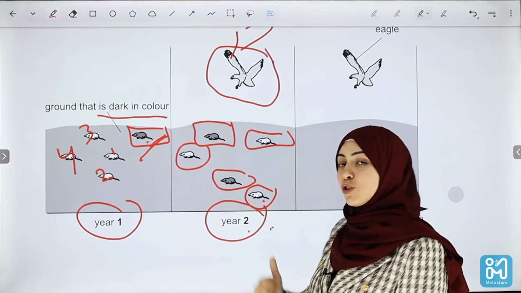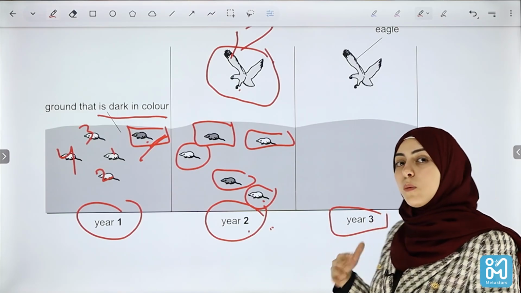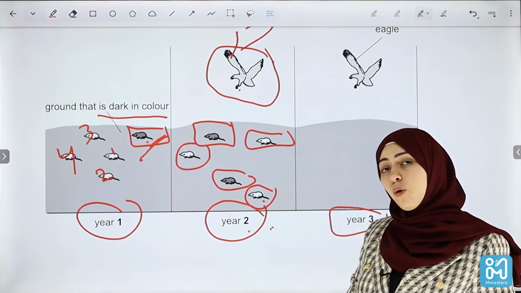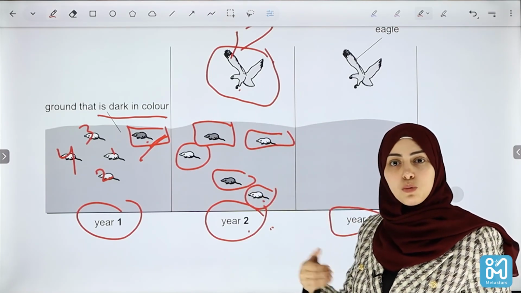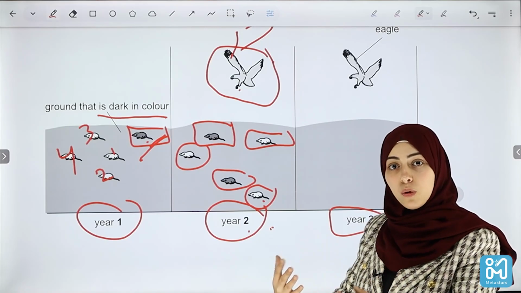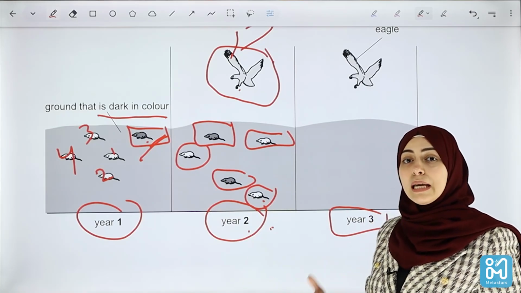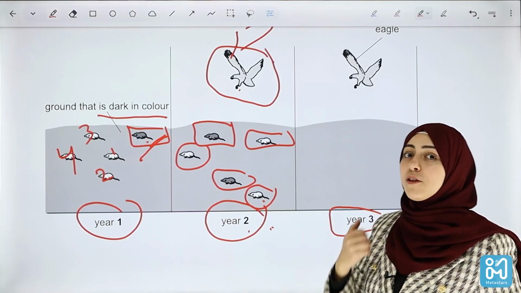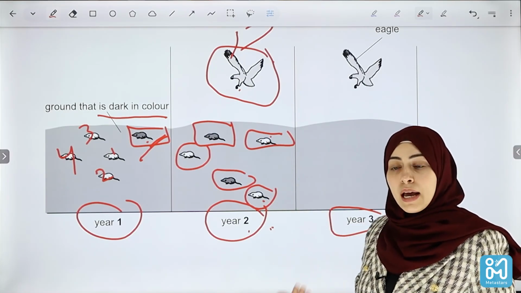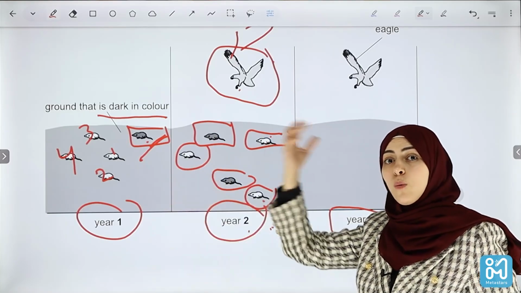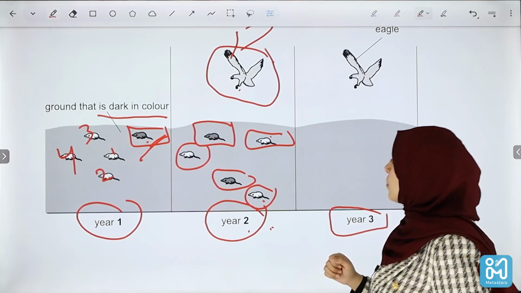What will happen to the white shrews? They will be eaten more by the eagle. So in year 3, will we predict to see more black shrews or white shrews? For sure, black shrews, because they won't be eaten by the eagle, so they will be able to grow, to survive more, and to reproduce more offspring. So in the next generation, we will see more black shrews if we compare them with the white ones. Why? Because the white shrews are more obvious for the eagle, they will be eaten more, and so in the next generation, we will expect that the white shrews will decrease in number. In the future, they may go extinct, right?